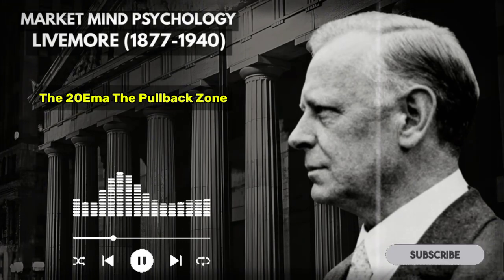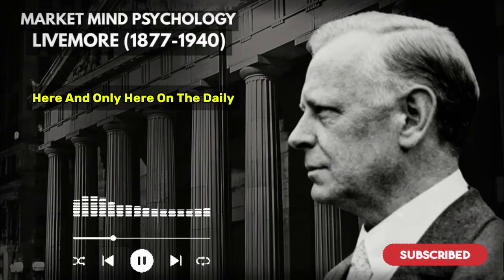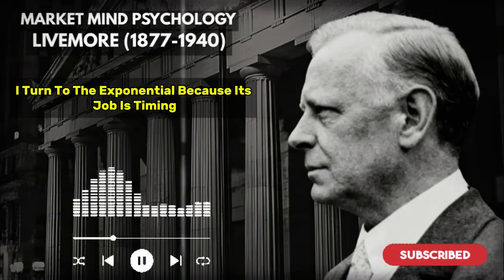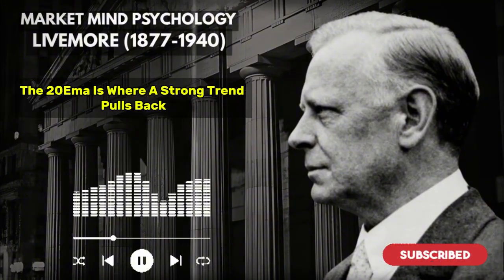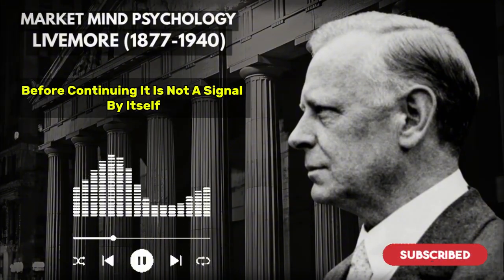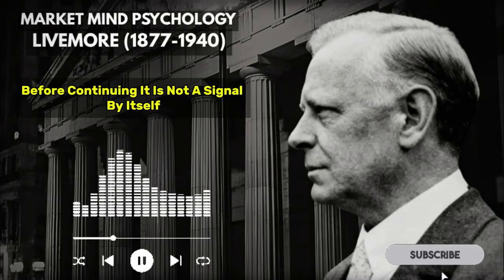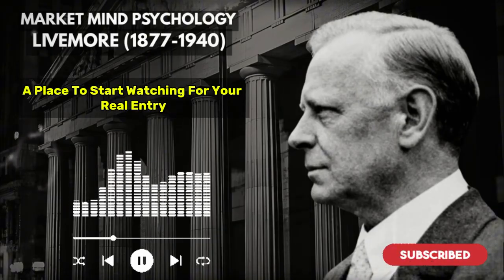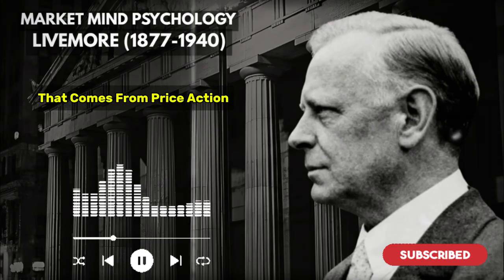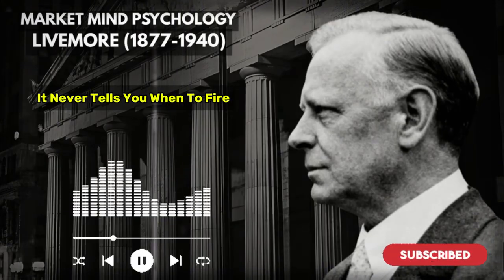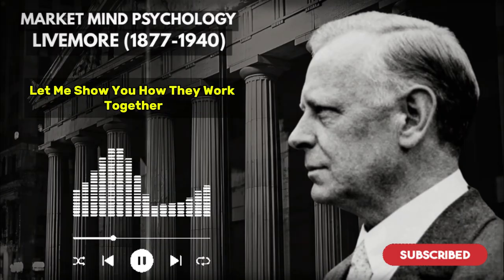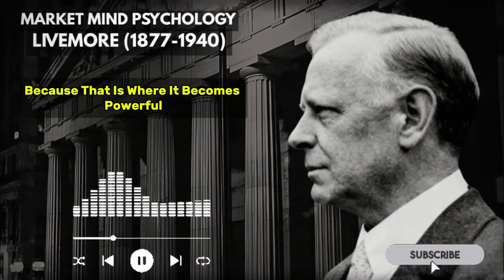Third, the 20 EMA, the pullback zone. Here and only here on the daily, I turn to the exponential because its job is timing, and timing needs speed. The 20 EMA is where a strong trend pulls back before continuing. It is not a signal by itself. It is a zone, a place to start watching for your real entry that comes from price action. The 20 EMA tells you where to look. It never tells you when to fire. Let me show you how they work together, because that is where it becomes powerful.